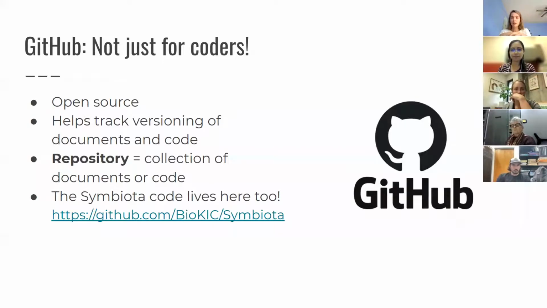Some GitHub lingo that you'll probably run into is the word repository, and that just means a collection of documents or code. Our code for Symbiota is in a repository called BioKIC/Symbiota. The Symbiota docs is also in its own repository, which is Symbiota-docs. If you hear someone say repository or repo, that's what they're talking about: just a specific collection of documents.